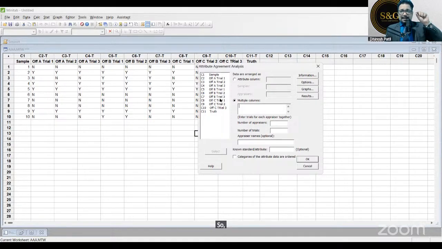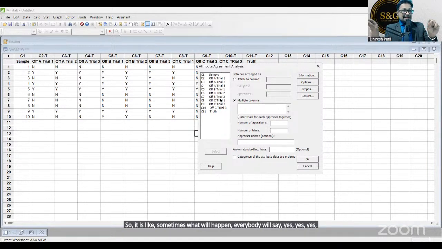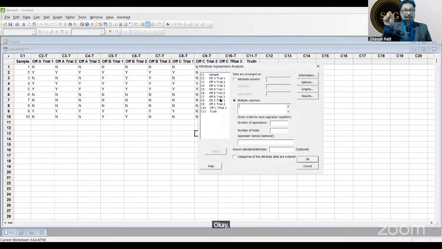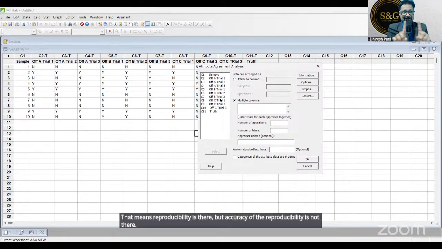So it is like sometimes what will happen? Everybody will say yes, yes, yes, yes, yes, yes, yes. So they're reproducible. Okay. But if the truth says no, that means reproducibility is there, but accuracy of the reproducibility is not there. Are you clear?